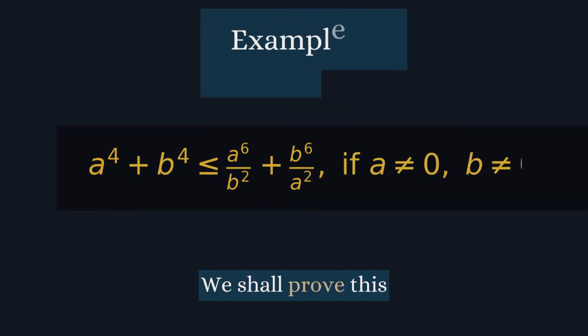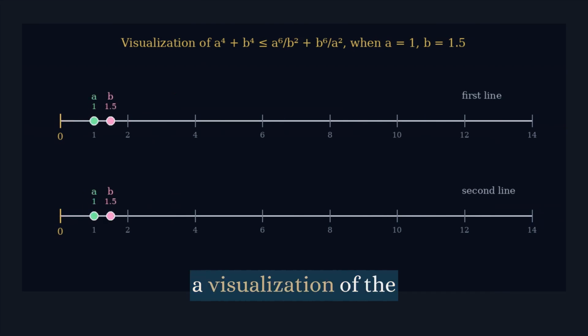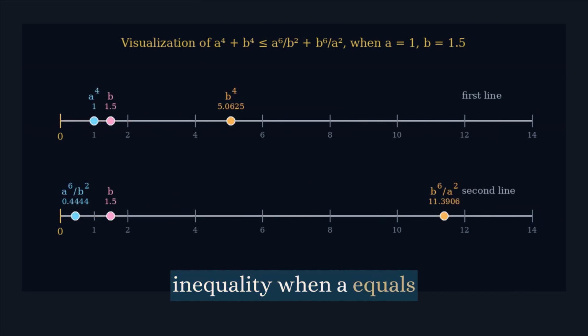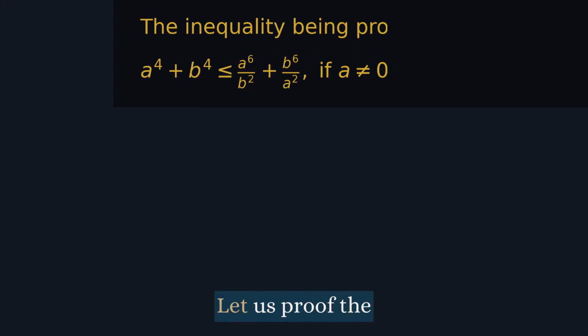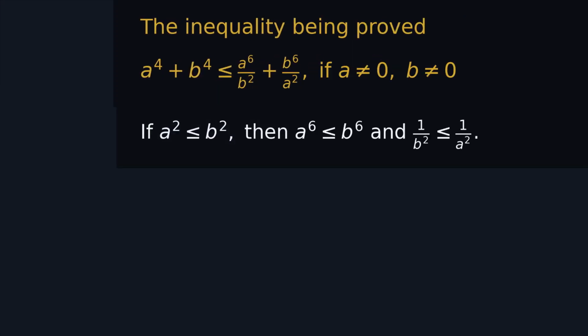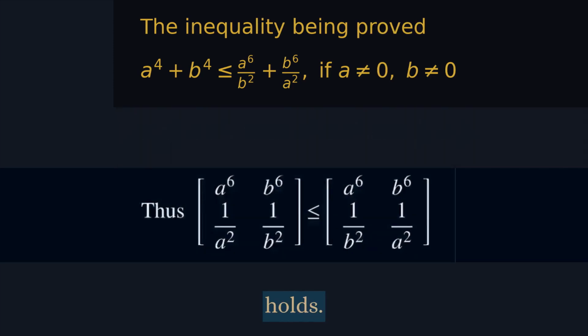So, go ahead. We shall prove this inequality. Here you can see a visualization of the inequality when a equals 1 and b equals 1.5. Let us prove the inequality. If a squared is less than or equal to b squared, then a to the sixth is less than or equal to b to the sixth, and 1 over b squared is less than or equal to 1 over a squared. Thus, according to Theorem 1, the following inequality holds.